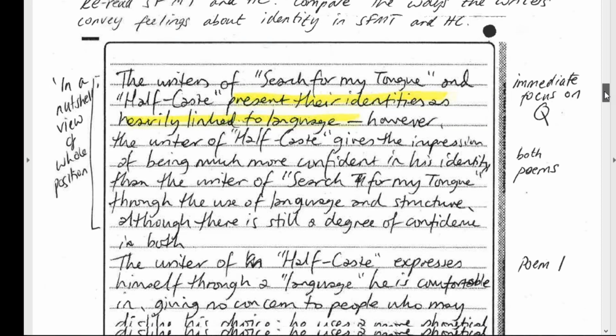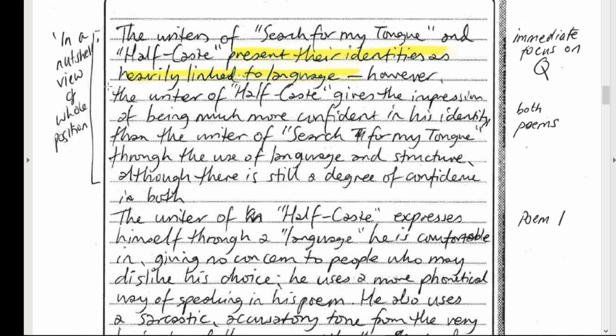So the student starts off with an in a nutshell view of their whole position, as I call it. Whenever you're comparing 2 texts, be they poems or the non-fiction texts in language paper 1, you'd expect the student to have a general view. How do these 2 texts present identities? Can I just very briefly say, yes, they present identities quite similarly, or there are major differences in how they present identities, or this one presents identities in a comical way and this one presents identities in a very serious way.